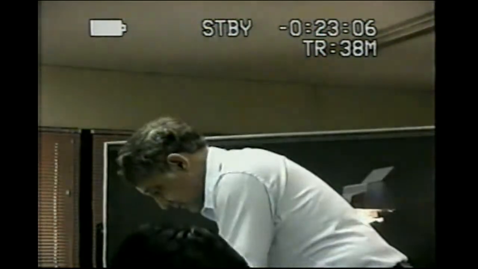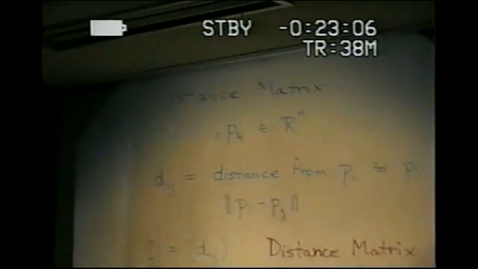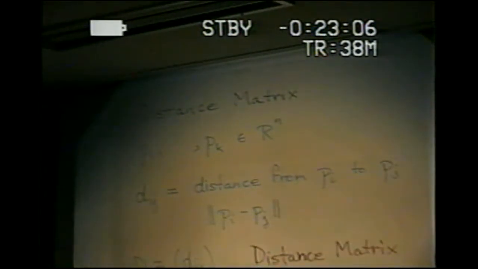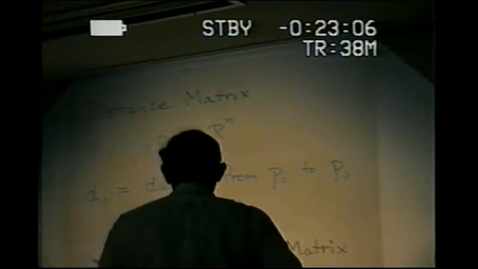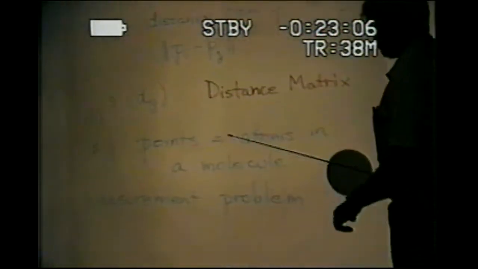Okay? And I'll see how far I can get in a reasonable amount of time. One of the simplest variations is the case of distance matrices. And remember that a distance matrix is simply the following.